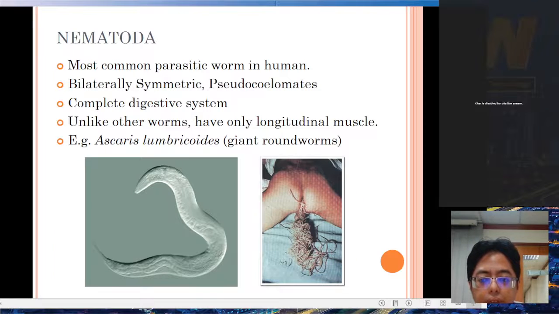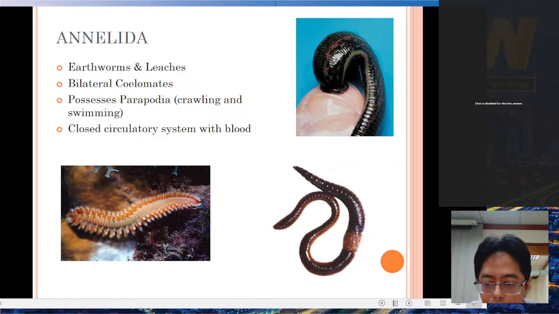Next will be annelids. If you look at the name, annulus means ring, so annelida means the ringed ones. Earthworms and leeches have a ringed body, so they are called annelida. They are bilateral coelomates, meaning that they actually have organs. Bilateral means they are symmetrical from left to right.